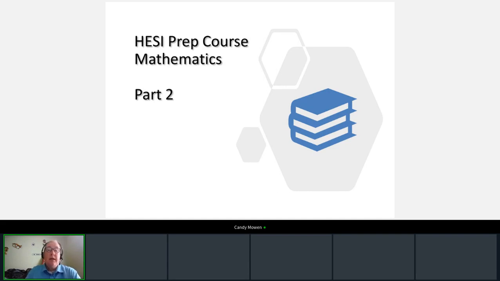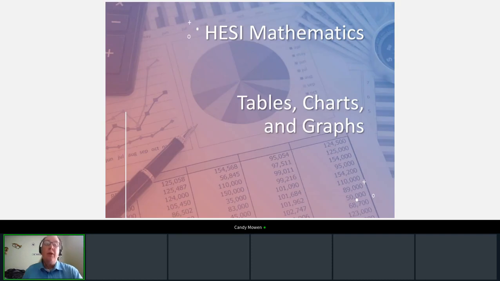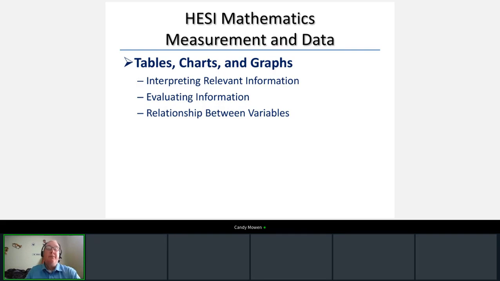We're going to continue helping you prepare for the HESI course. We're going to look at some basic concepts: tables, charts, and graphs, how they're interpreted, how relevant the information is, evaluating that information, and the relationship between the variables. We're going to look at geometry and a couple of geometric figures, triangles, quadrilaterals, and circles, and conversion, using conversion fractions. So first we're going to look at tables, charts, and graphs.